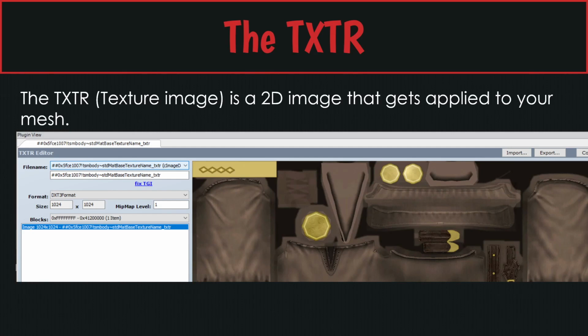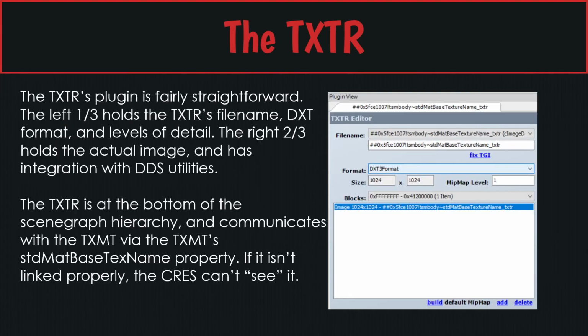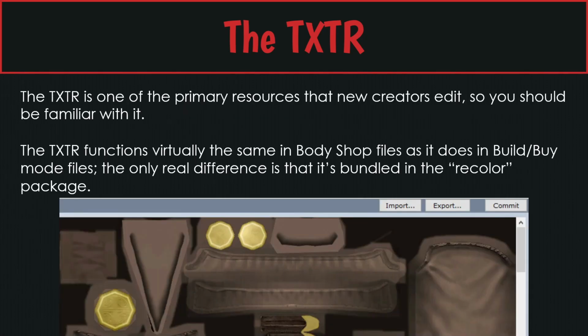The TXTR or texture image is a 2D image that gets applied over your mesh. The TXTR's plugin is fairly straightforward. The left third holds the TXTR's file name, the DXT format, and the levels of detail. The right 2/3 holds the actual image and it has integration with DDS utilities. The TXTR is at the bottom tier of the scene graph hierarchy, and it only talks to the TXMT. The TXTR is one of the primary resources that new creators edit, so you should be familiar with it.